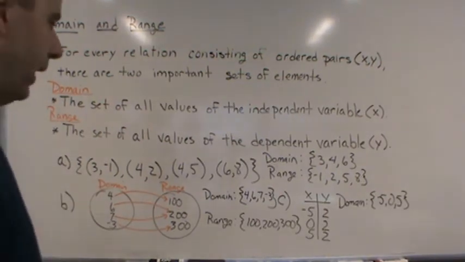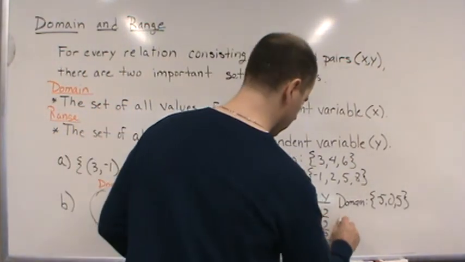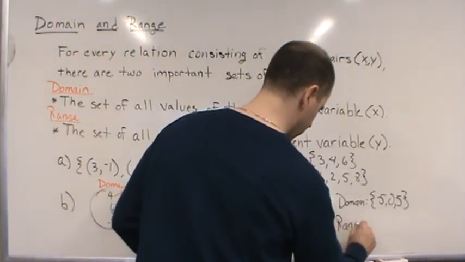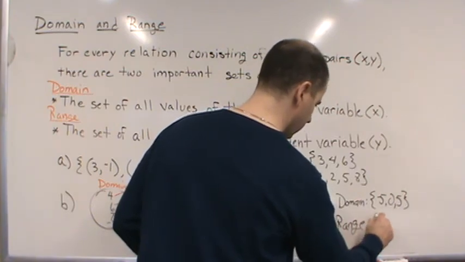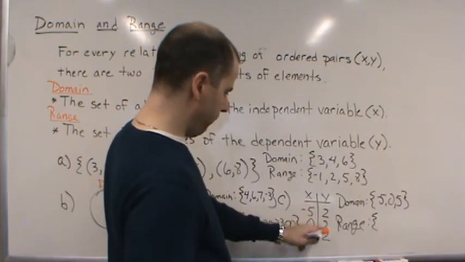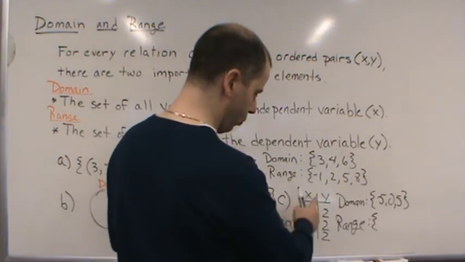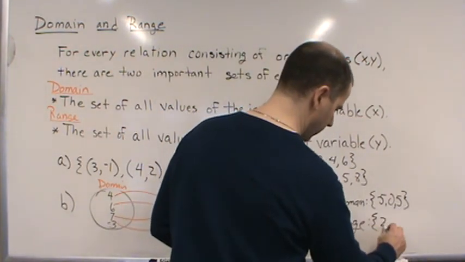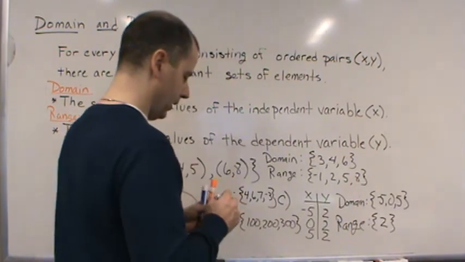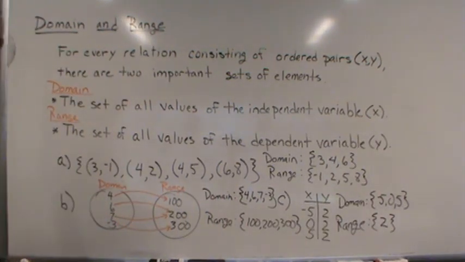And then the range are the y values. In this case, it's only one value. It's just repeated. So I'm just going to put 2. And that's the range. So the range only has one value in it. And that's it. That's how you do it.